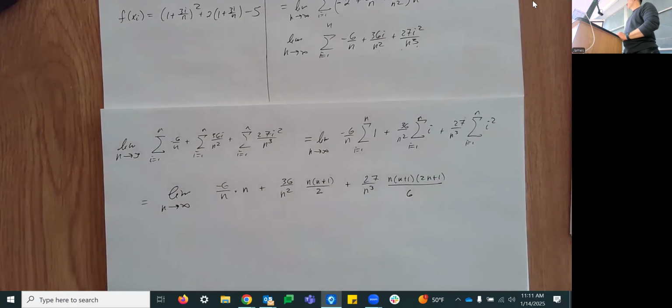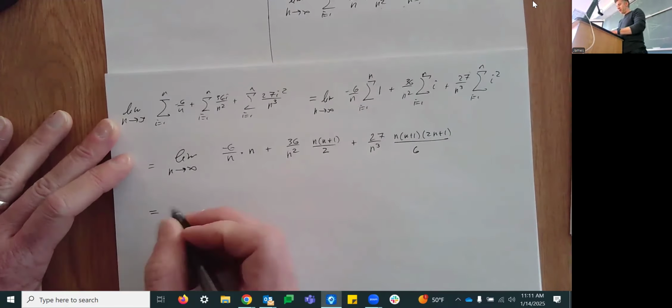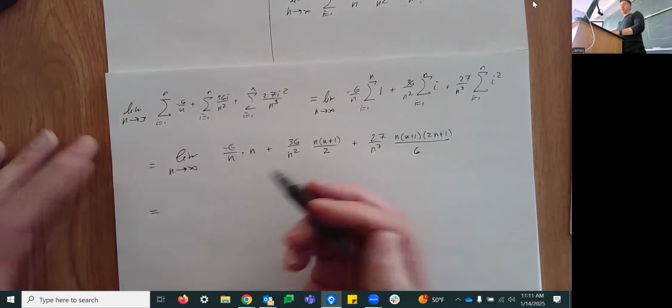Okay. I don't want any of you to multiply these out. You shouldn't do more work here than you need to. So let's think about what we're going to get. Negative 6 over n times n is just negative 6.